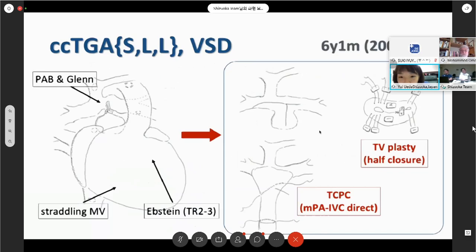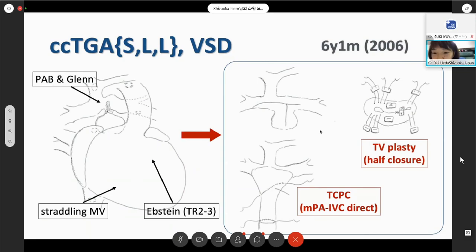This patient is corrected TGA with SLA and VSD. Also, she has straddling mitral valve and Epstein-like deformation of tricuspid valve with severe TR. She was referred to Shizuoka in 25. And she went on the Fontan track because of her complex intracardiac anatomy.